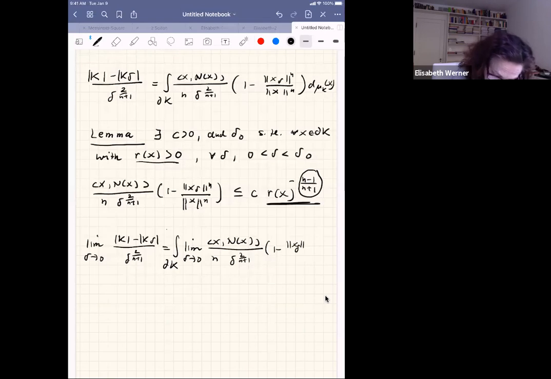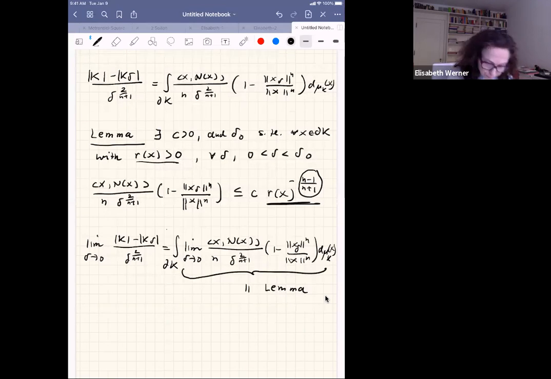Delta, and power n. And then we will have a last lemma, and this last lemma will show that that expression actually converges, so that this limit here exists, and it converges to Cn, this constant that I always denoted by Cn, times the generalized Gauss curvature at the point x raised to the power 1 over n plus 1. So there will be another lemma needed which shows that this limit exists and is exactly that.